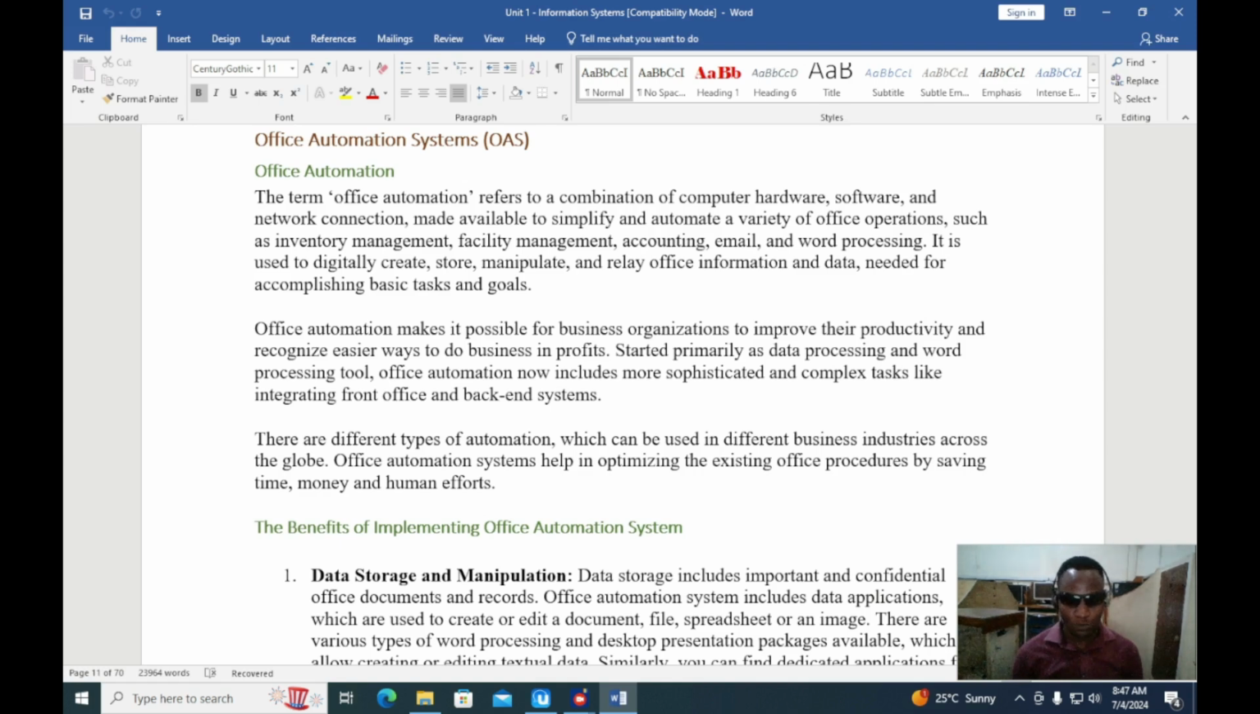Now, office automation began as data processing and word processing tools, but it has now moved to include sophisticated and even complex tasks like integrating the front office and the back end systems. So we have different types of automation that we can use in different businesses or industries across the world. We have office automation systems that are going to help us make sure we have an optimization of the existing office procedures, and it will help us save time, save money and save human effort.